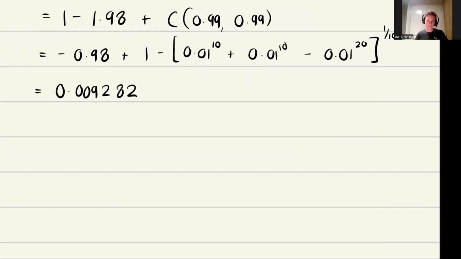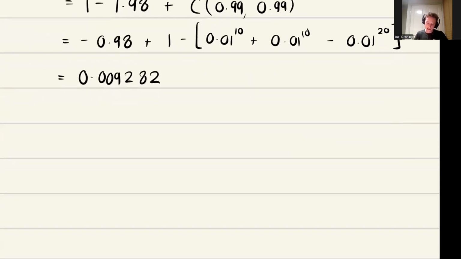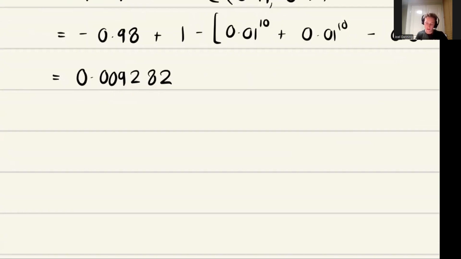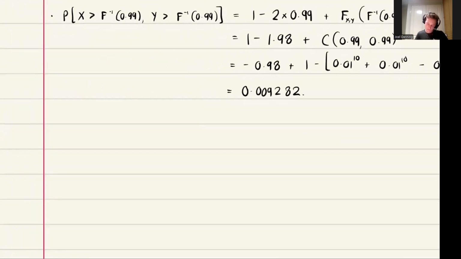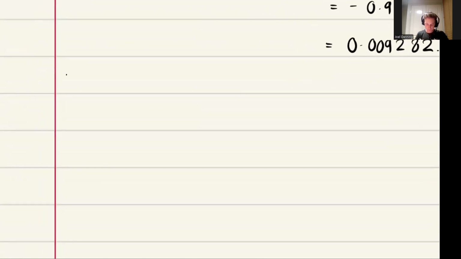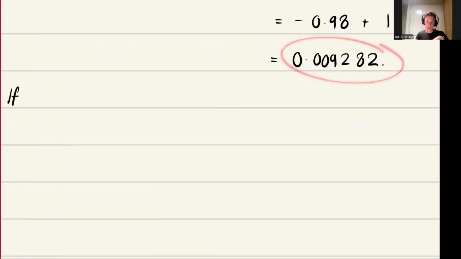I got the same thing, so we're all good. Now I've given my answer to 4 significant figures, just because it's probably a little bit better than 4 decimal places since there's so many zeros in this case. Just a side note for accuracy. Okay, so that is our dependence probability.